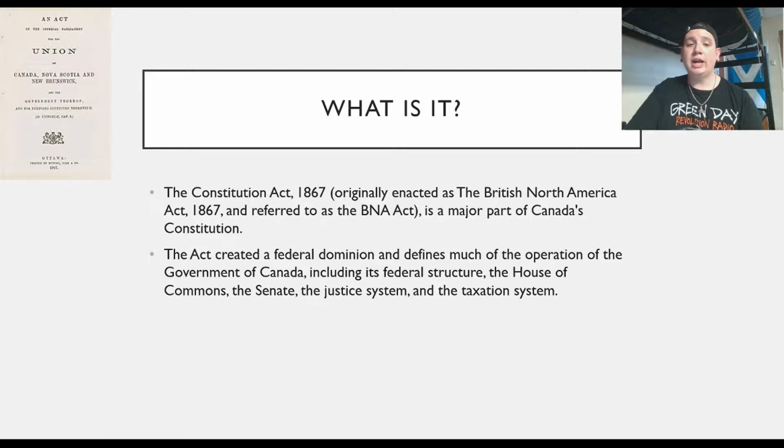Well, the Constitution Act of 1867, originally enacted as the British North American Act of 1867, and referred to as the BNA Act, is the major part of Canada's constitution that greatly formed their confederation into what we know today as Canada. The Act created a federal dominion and defines much of the operation of the Government of Canada, including its federal structure, the House of Commons, the Senate, the justice system, and the taxation system. So you can see how this act, this legislature, built so much of what Canada's infrastructure and system would be.